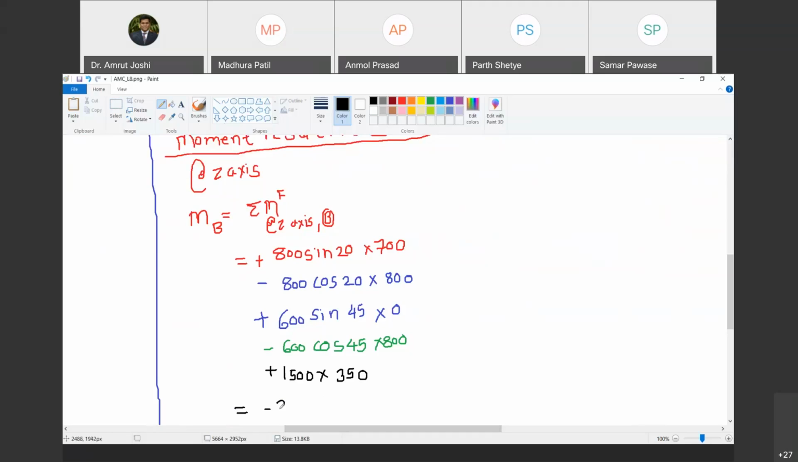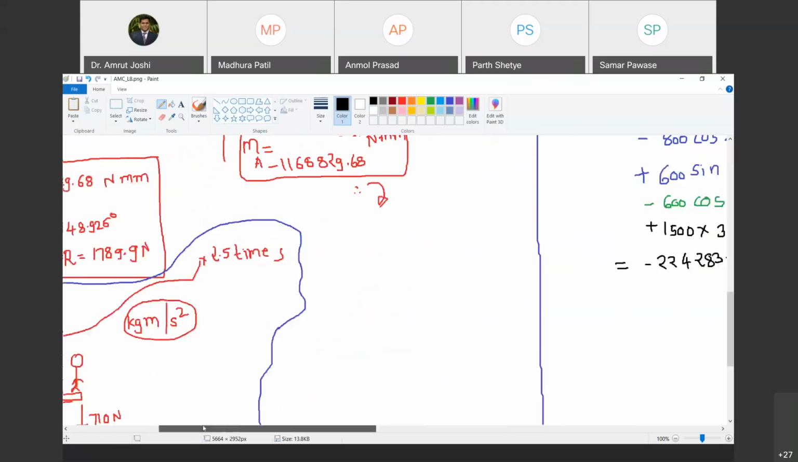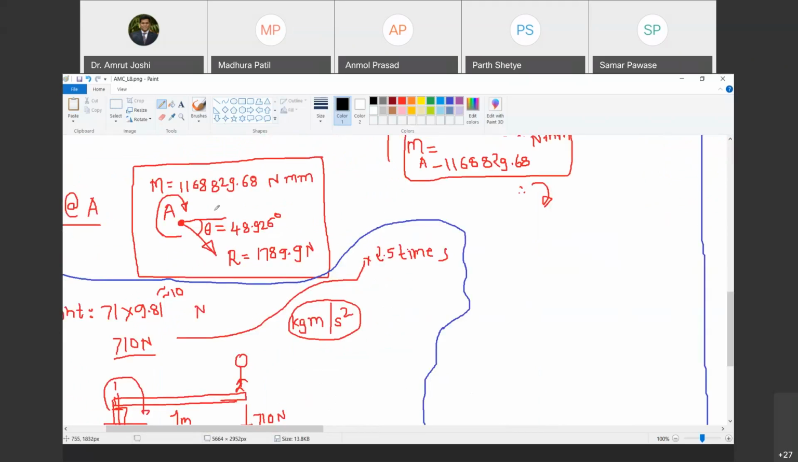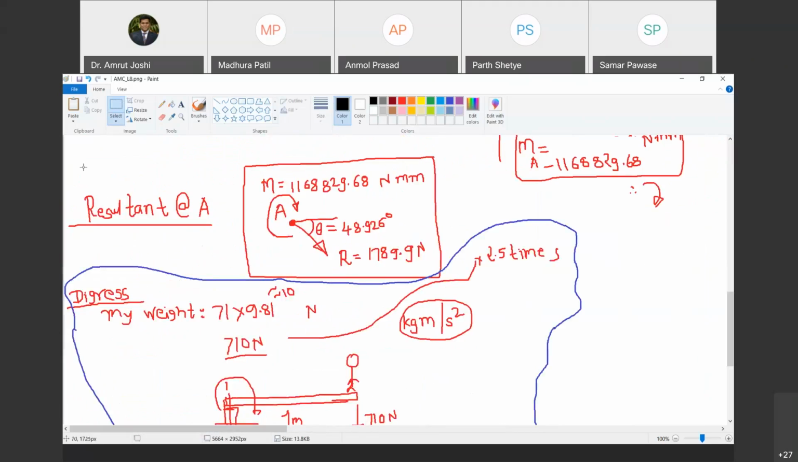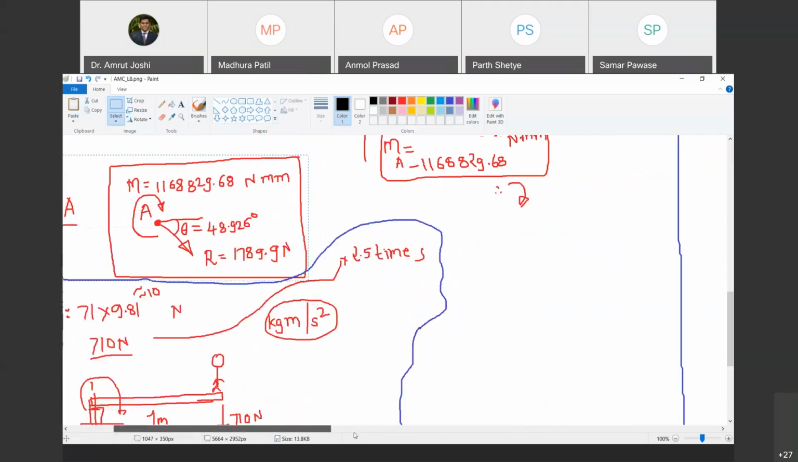Do you agree with me? Yes, sir. So even here also it is clockwise. 0.25 Newton mm. Therefore, clockwise. So how should I write the answer? जैसे यहाँ लिखा था, यही कॉपी करता हूँ, इसमें ही changes करेंगे. So we have to now write down the answer for resultant at B. Agreed? Yes, sir. So how do I write that?